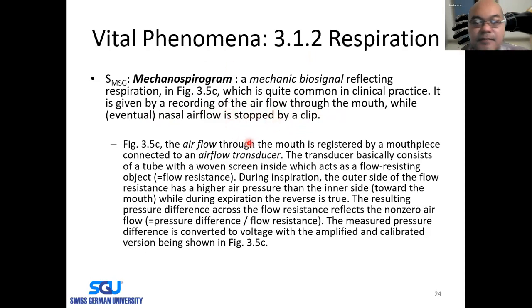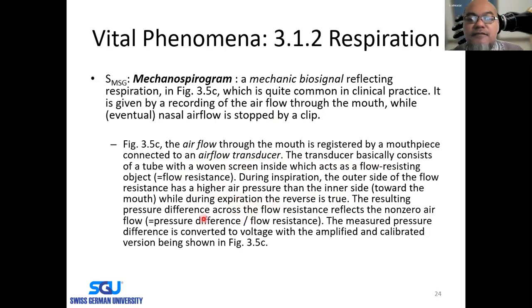to measure this MSG, mechanospirogram. The airflow through the mouth is registered by a mouthpiece connected to an airflow transducer. It basically consists of a tube with a woven screen inside, which acts as the flow resistance. During inspiration, when we inhale, the outer side of the flow resistance has a higher air pressure than the inner side towards the mouth. That is why air flows inside. During the expiration, the reverse is true.